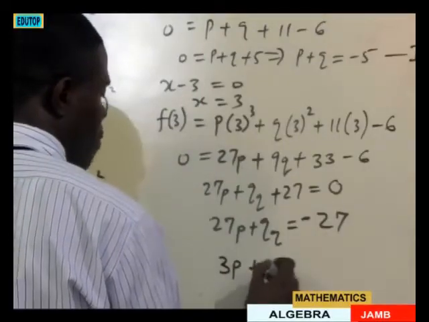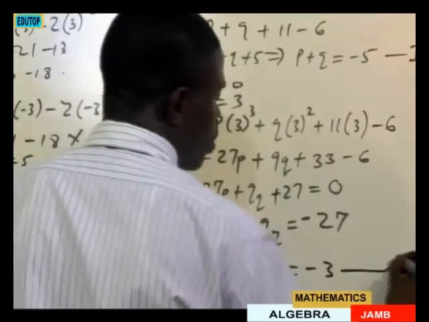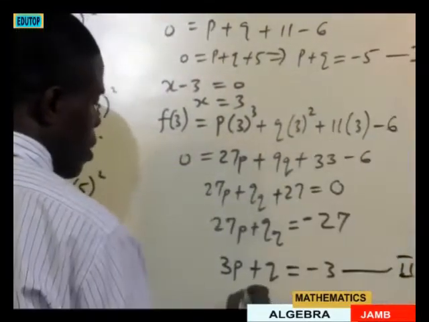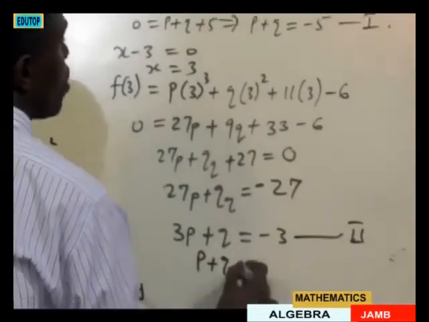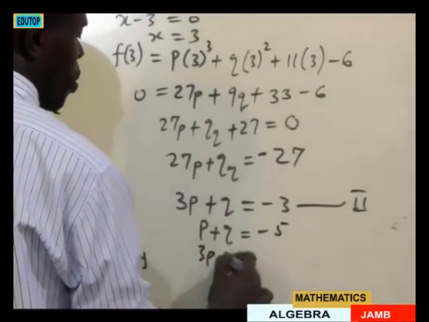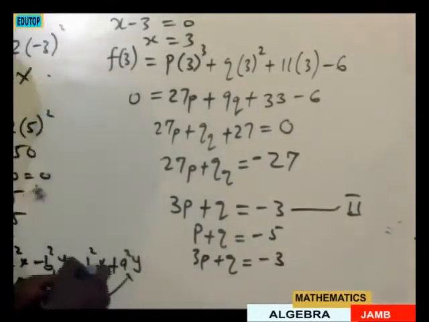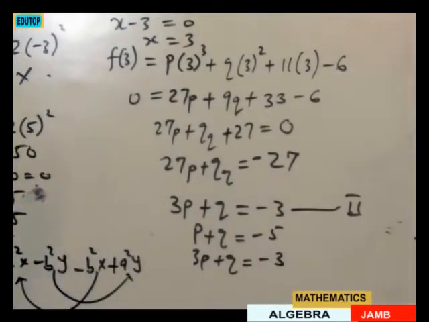Divide this one by 9, I will have my q. Divide this one by 9, I will have my minus 3. So I call this equation 2. Let me now combine the two equations. p plus q equals minus 5. Then 3p plus q equals minus 3. So that's what I'm having. So I've combined the two equations now.